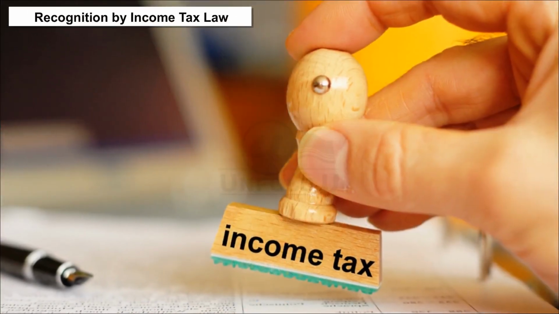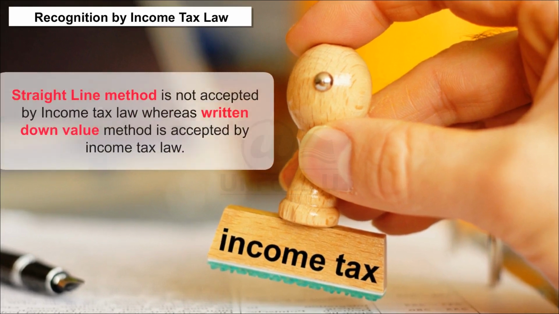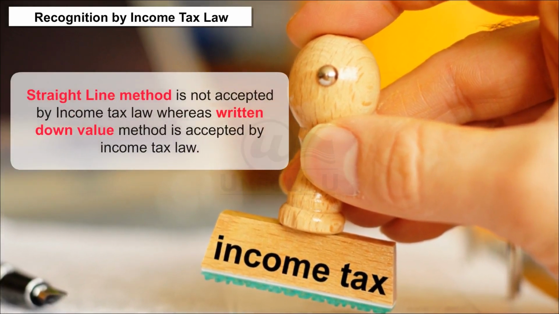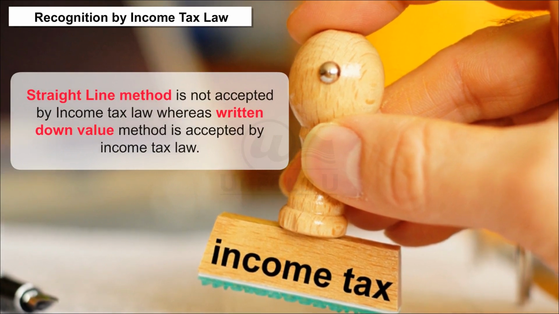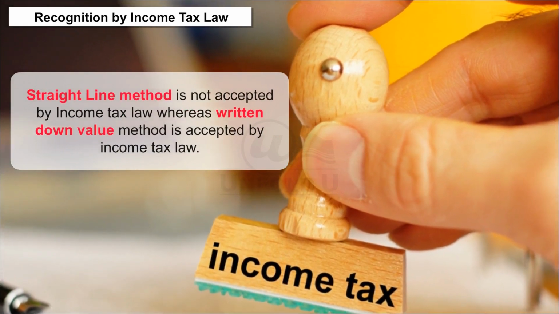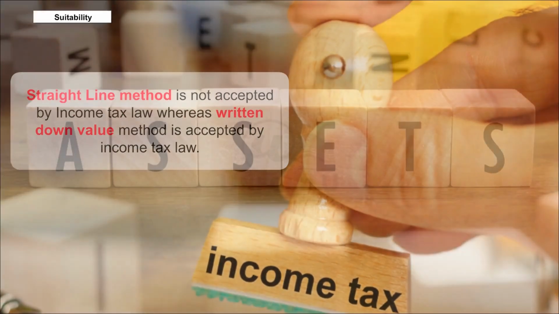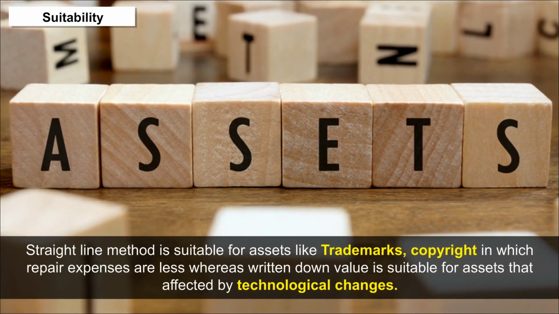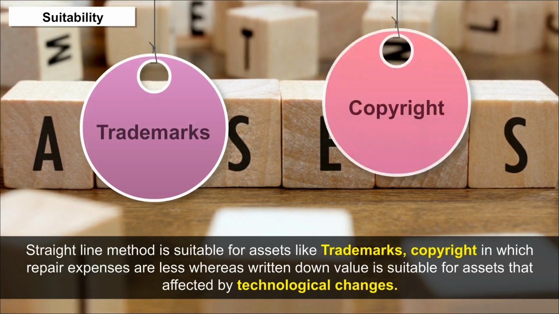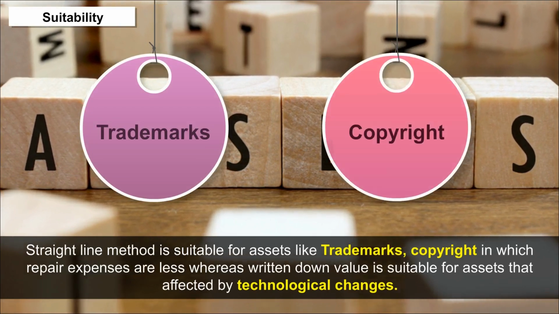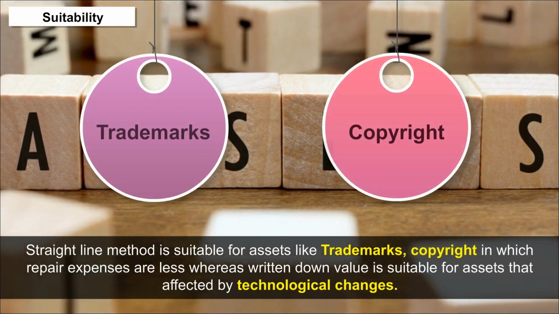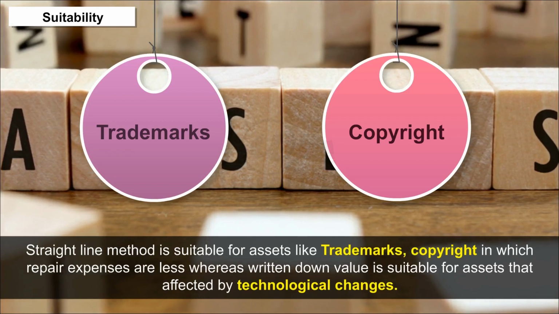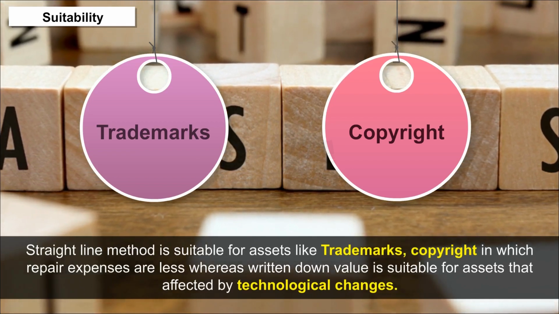Recognition by income tax law. Straight line method is not accepted by income tax law, whereas written down value method is accepted by income tax law. Suitability. Straight line method is suitable for assets like trademarks, copyright in which repair expenses are less, whereas written down value is suitable for assets that are affected by technological changes.